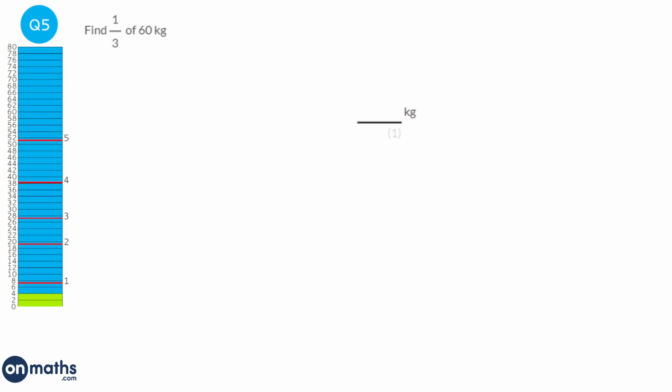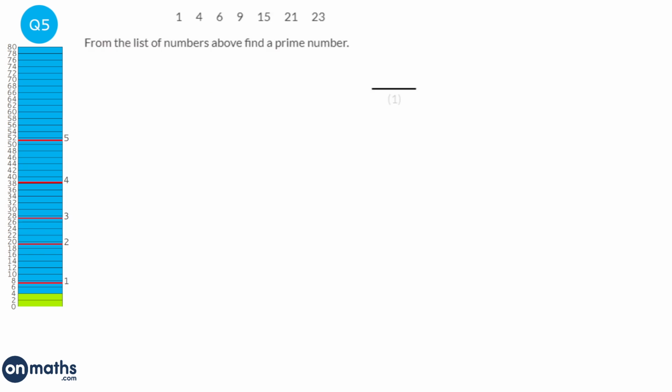To find a fraction of an amount, what we do is we divide by the bottom of the fraction, times by the top. So we're going to do 60, and we're going to divide it by the bottom of the fraction, the denominator, which is 3. And 60 divided by 3 is 20. Then we're going to do 20 times 1, which will just remain 20. So our answer is 20 kilograms.